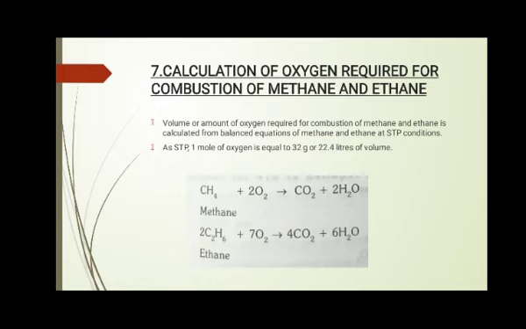The volume or amount of oxygen required for combustion of methane and ethane is calculated from the balanced equations of methane and ethane at standard temperature and pressure conditions. At STP, 1 mole of oxygen is equal to 32 grams or 22.4 liters of volume.